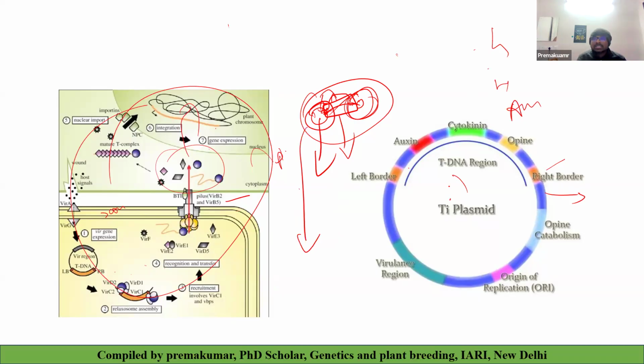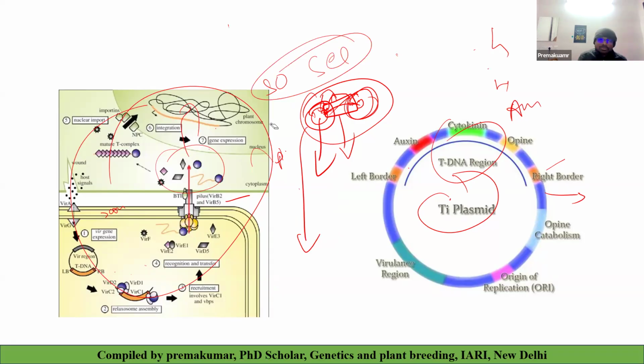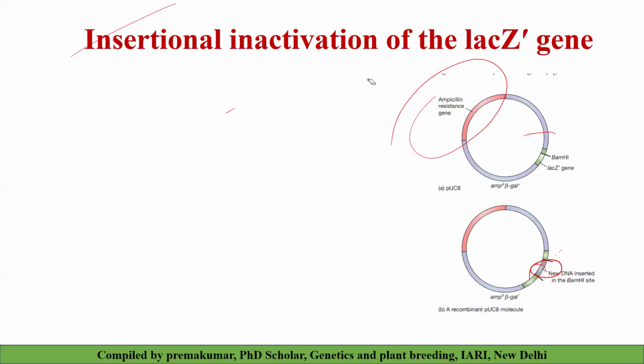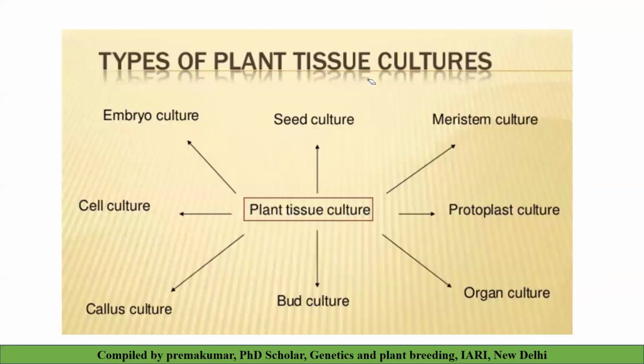We will select which plant is integrated with the T-DNA and which plant is not. By use of the scorable marker or selectable marker, we select those cells and we will do regeneration. Up to this, you understood the Agrobacterium tumefaciens Ti plasmid mechanism of gene integration and transformation. Any doubts regarding it?